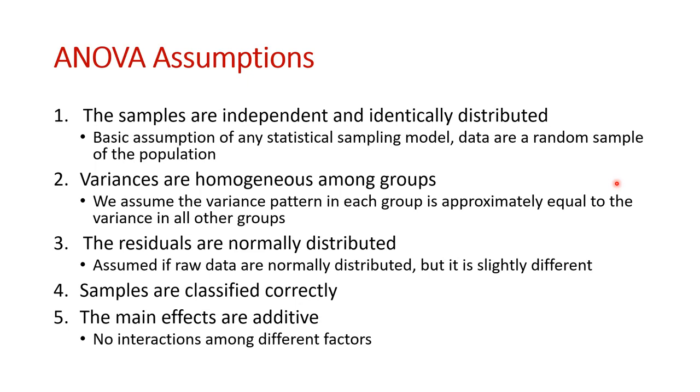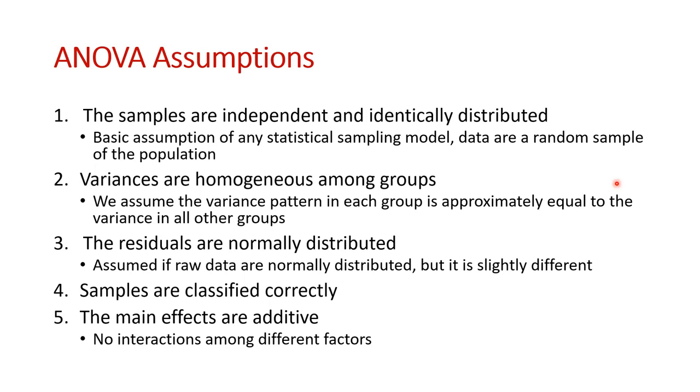Again, like every statistical analysis, there's assumptions that underlie it, and we have to meet these assumptions in order to be confident in our interpretation of those results. So the ANOVA assumes that samples are independent and identically distributed. This is a basic assumption of any statistical model. The data are from a random sample of a population that are independent of each other. Variances are homogeneous between groups or among groups. We assume that the variance in one group is the same as the variance in another group.